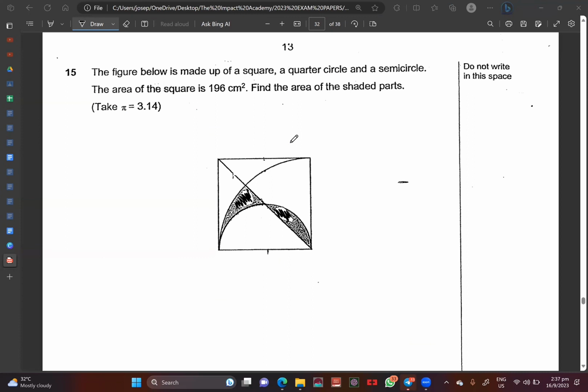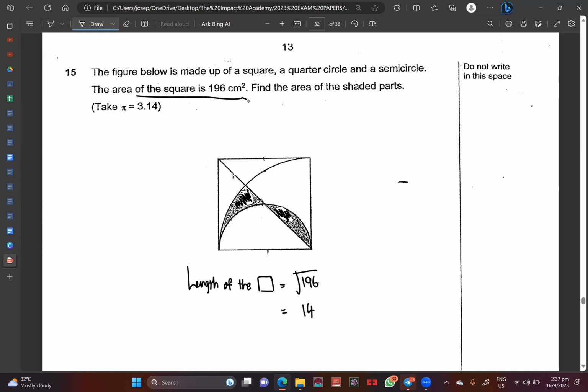Everyone, today we are looking at a question like this. As you can see over here, it says that the figure below is made up of a square, a quarter circle, and a semicircle. The area of the square is 196. The moment you see this, you want to quickly find the length of the square. Agree so far? All right, so length of the square will then definitely be square root 196. Agree? So then we get to 14.